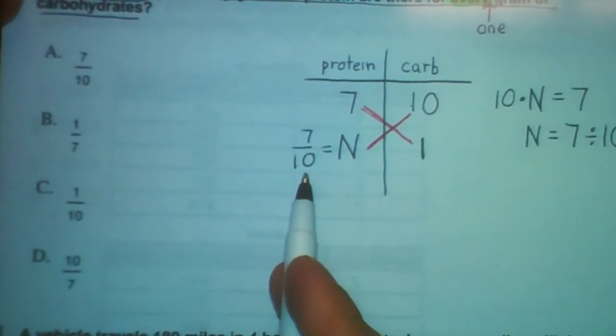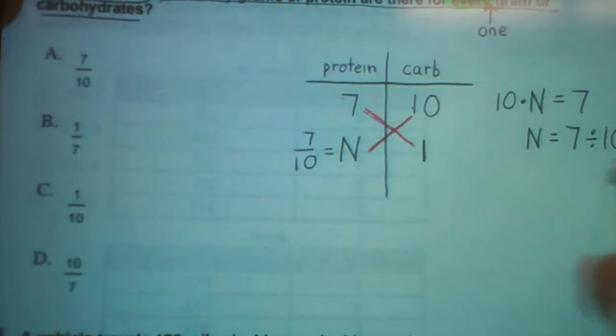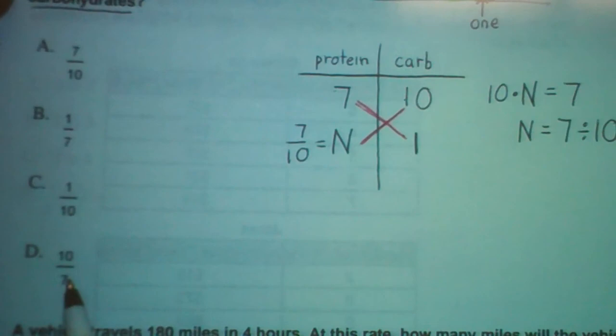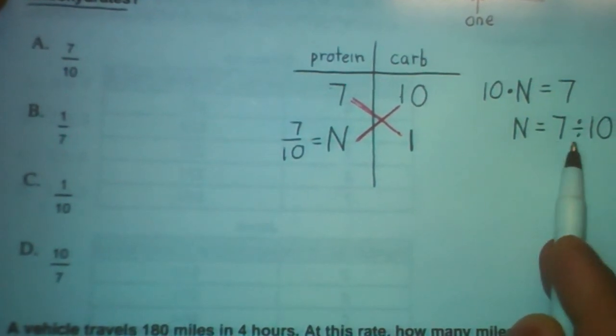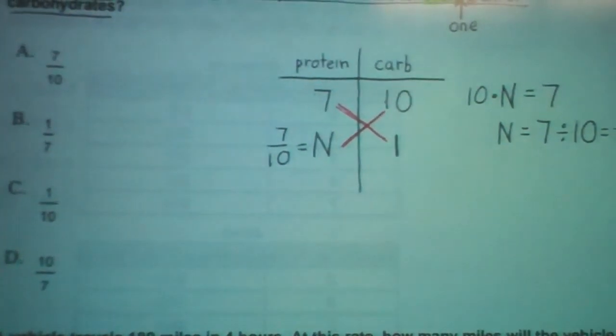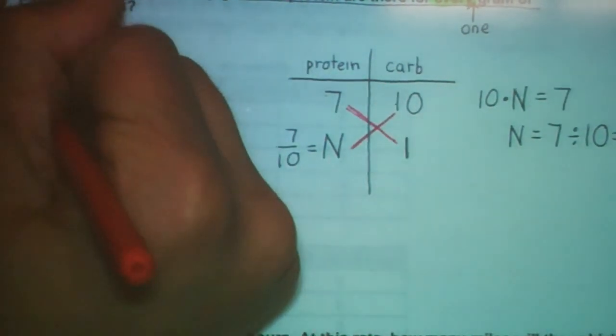Some people got this part confused and put letter D, but the order matters. 7 divided by 10 is 7 tenths. The answer is A.